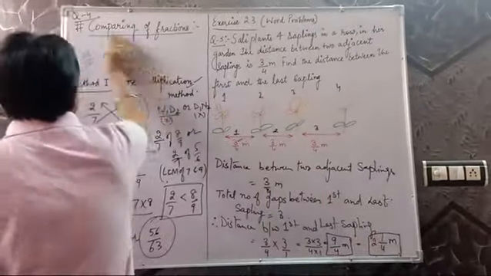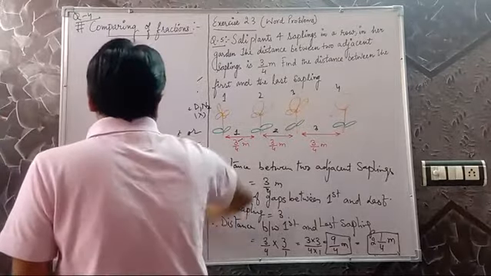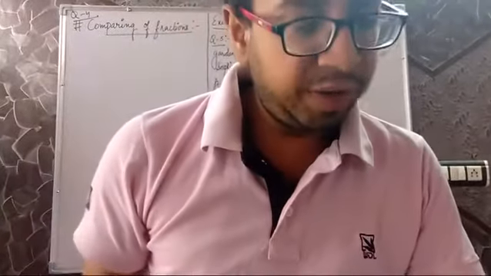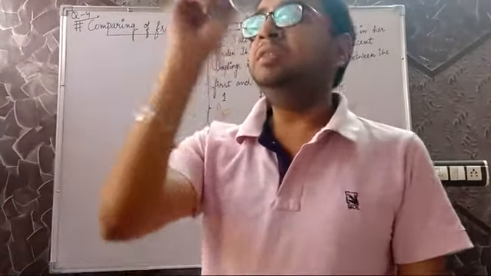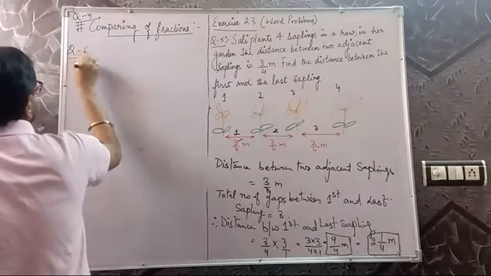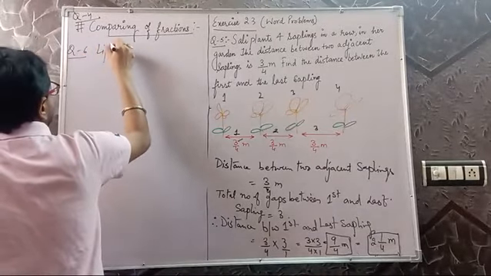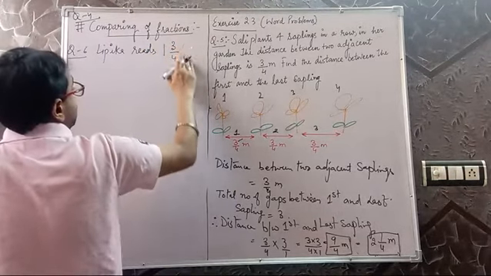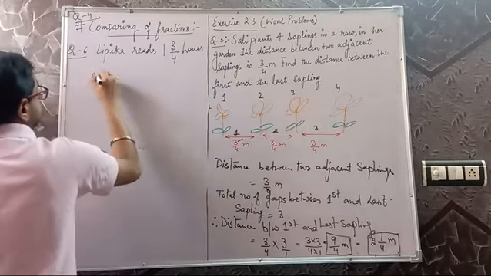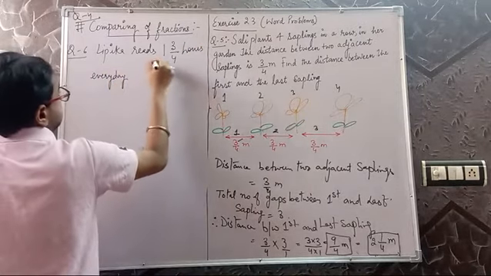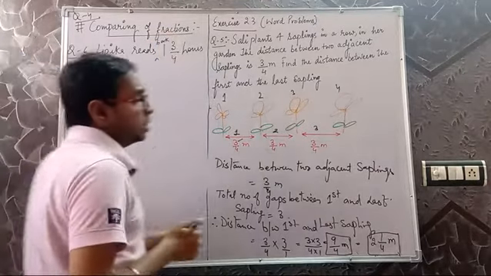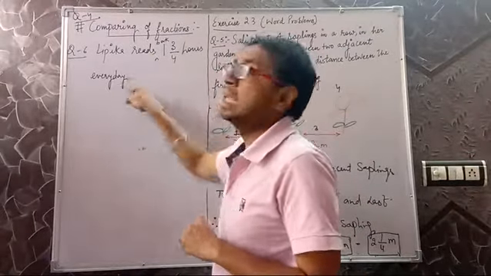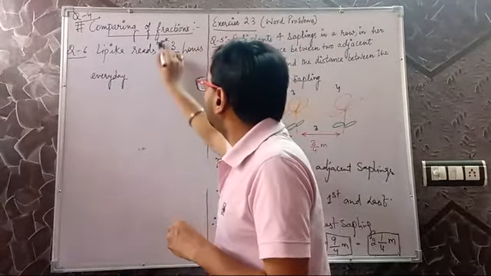Question number 6. Let us see question number 6 now. I'll read it out for you. Lipika reads a book 1 3 by 4. There is a girl called Lipika and she reads 1 3 by 4 hours daily. Every day she utilizes this time in reading a book.